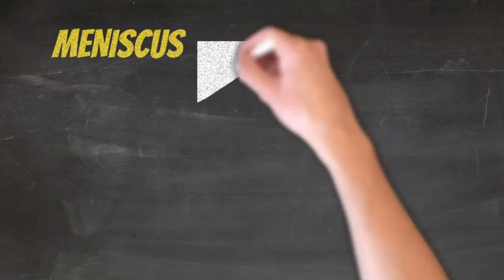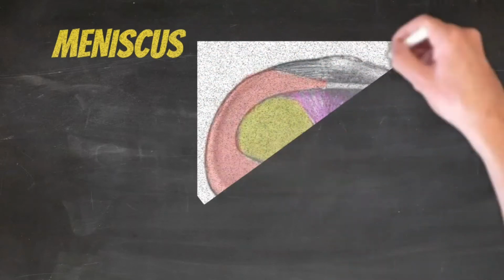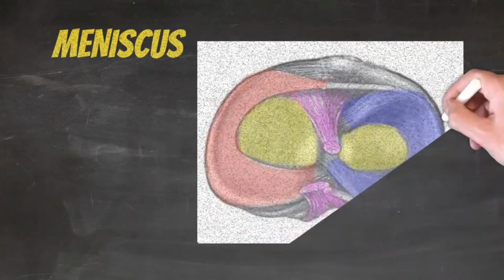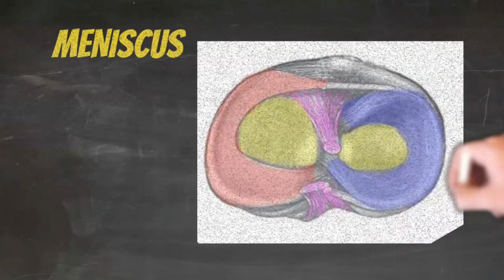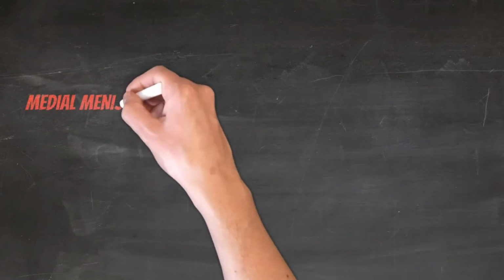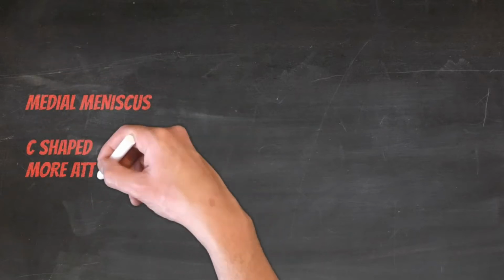load across the knee joint and acts as a secondary stabilizer. They are composed of type 1 collagen. The medial meniscus is C-shaped and the peripheral 20 to 30% is vascularized. It has more soft tissue attachment and is less mobile than the lateral meniscus.